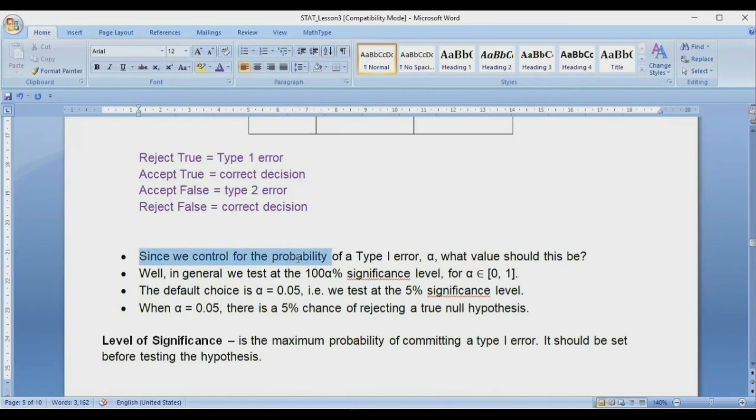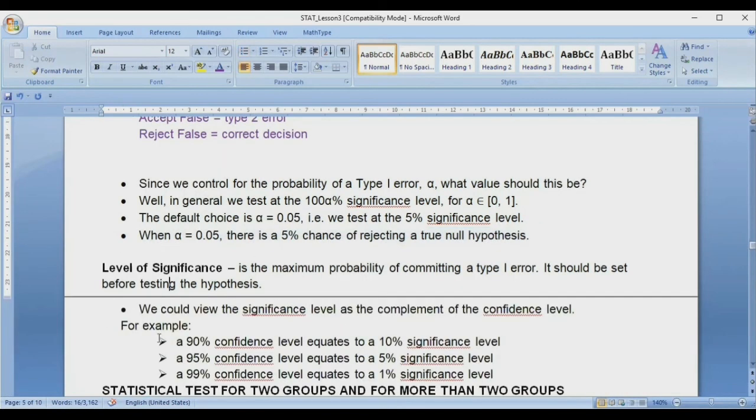Okay, so since we control for the probability of a type 1 error, alpha, what value should this be? Well, in general, we tested the 100% alpha percent significant level from 0 to 1. The default choice is alpha 0.05. Yan na madalas na ginagamit na error, 5% significant level. Then when alpha is equal to 0.05, there is 5% chance of rejecting a true null hypothesis. Makocommit mo yung anong error? Reject true. Type 1 error. Then level of significance. It is the maximum probability of committing type 1 error. Yung nireject mo yung true.